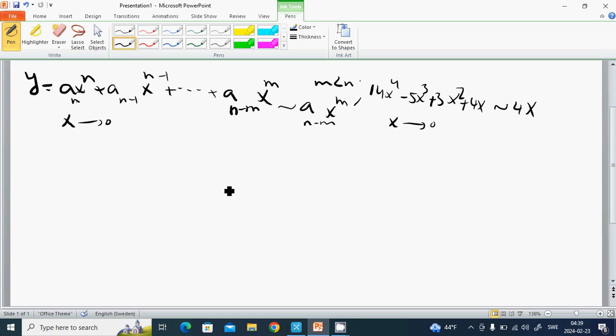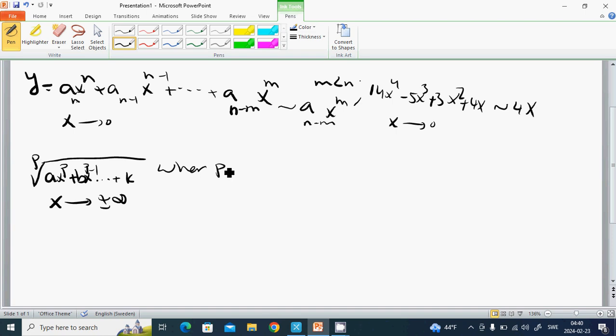Now we are going to have root functions, and it is the p-th root of a x^p plus b x^(p-1) until k, x goes to plus minus infinity, where p is even and k, p belongs to n.